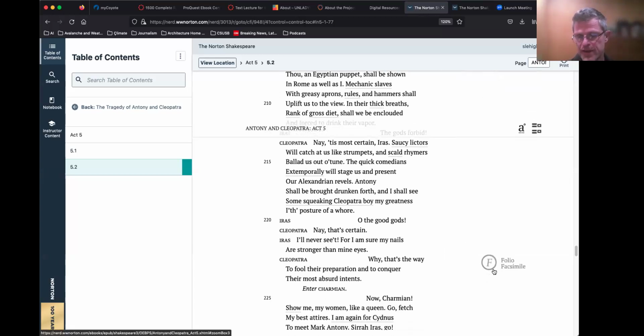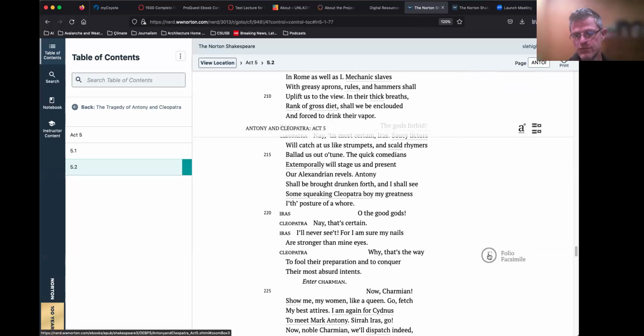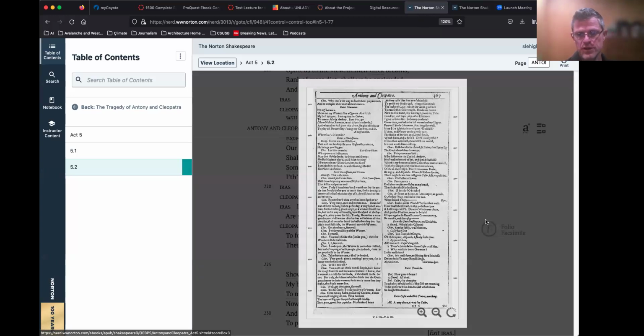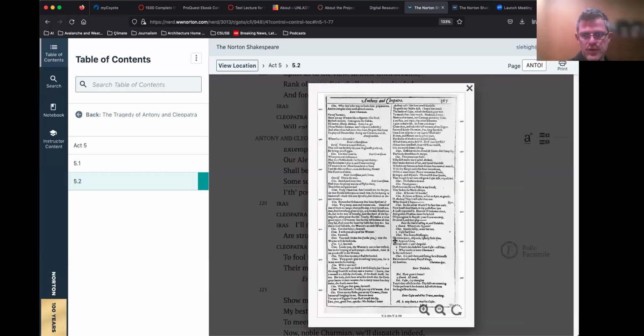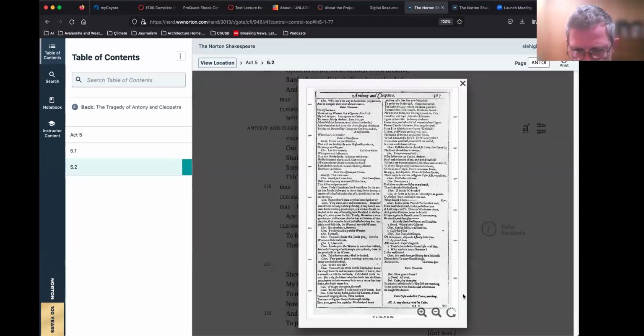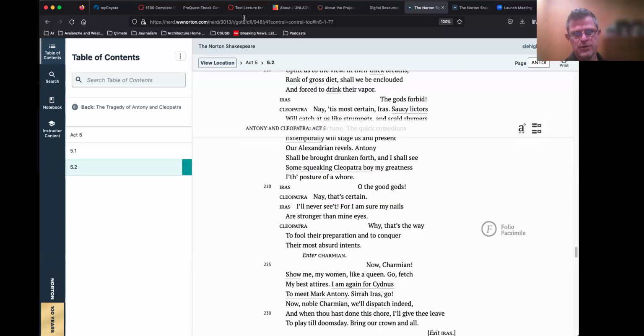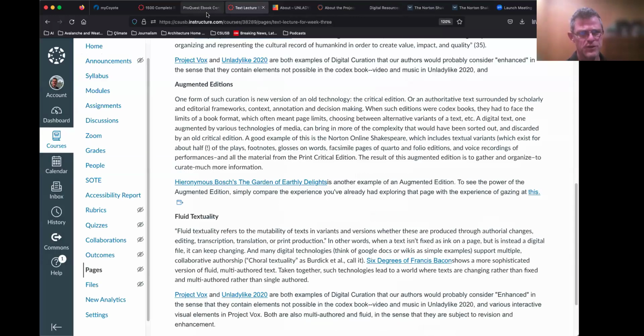They also have facsimile images from the folio, which would show us that this is actually the folio edition in which the play was printed. And so we can look at that, we can read it in its original format and so on. So this would be an obvious example of what they're talking about when they talk about making a digital version of an authoritative text.